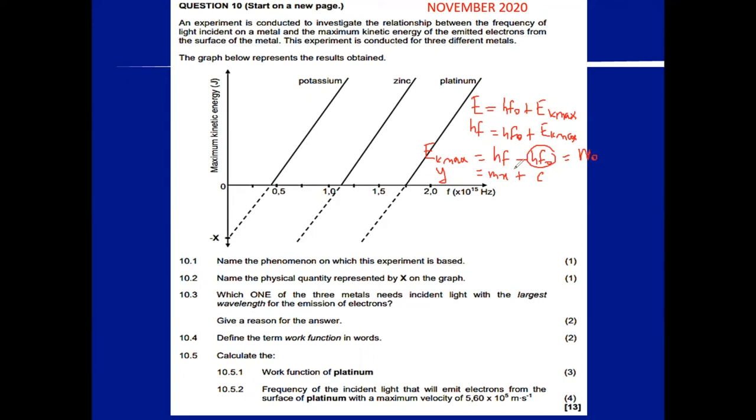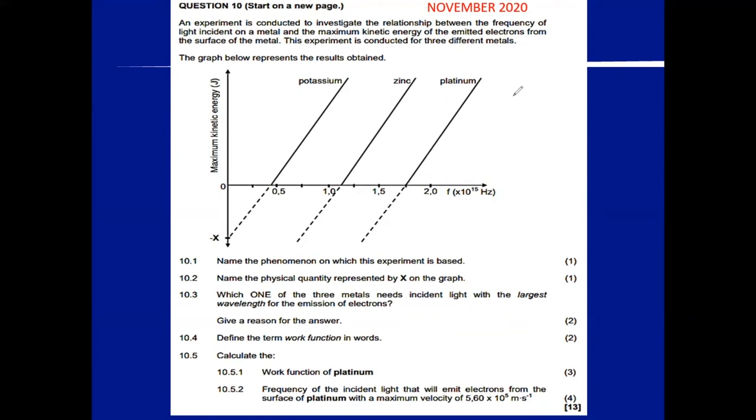So we can now see that the gradient of this EK max versus F graph will be equal to Planck's constant, and the y-intercept, C, will be equal to minus W naught of any one of the three metals that we're dealing with. So this is the analysis of the graph. You make y the subject of the formula, the value that is on the y-axis, and then you readjust your equation. We call it linear conversion. And then you can now start analyzing the question.